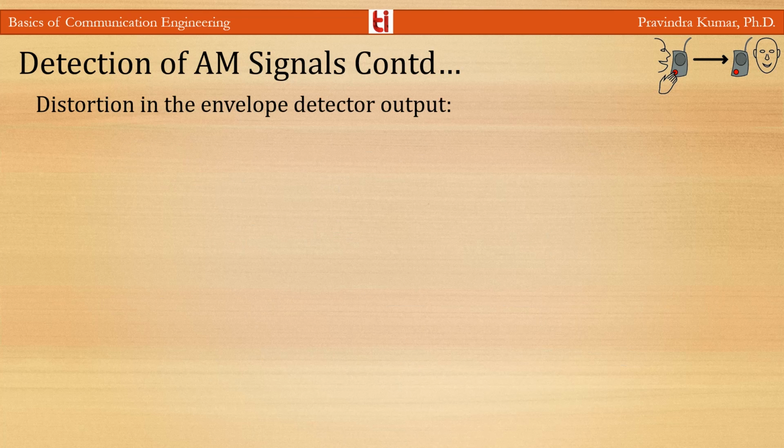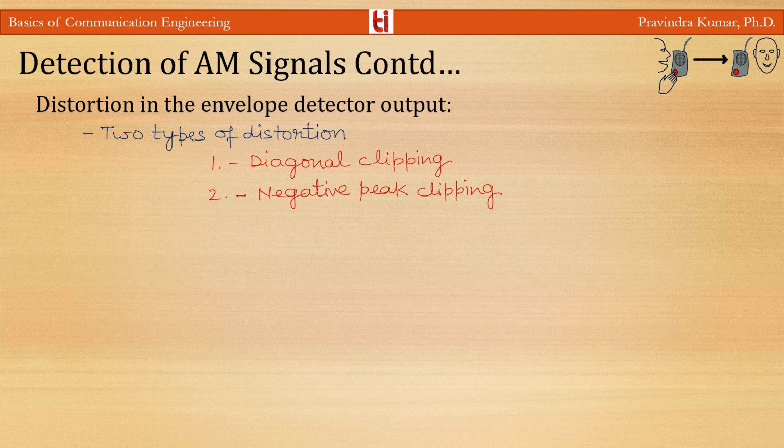Now, the distortion in the envelope detector output. There are two types of distortion which can occur in the detector output: diagonal clipping and negative peak clipping. The diagonal clipping.